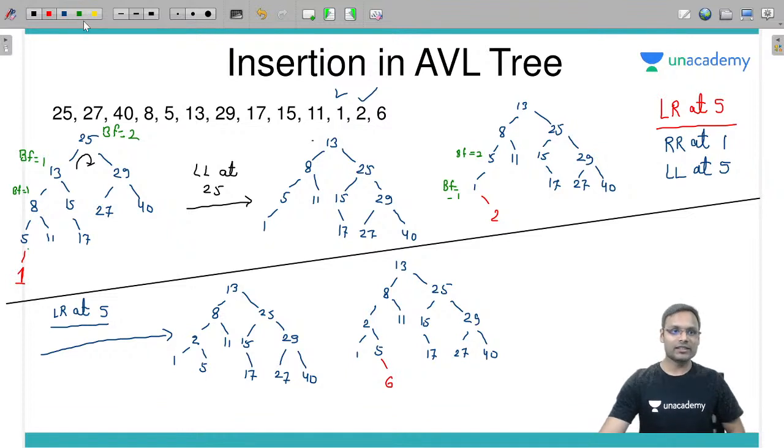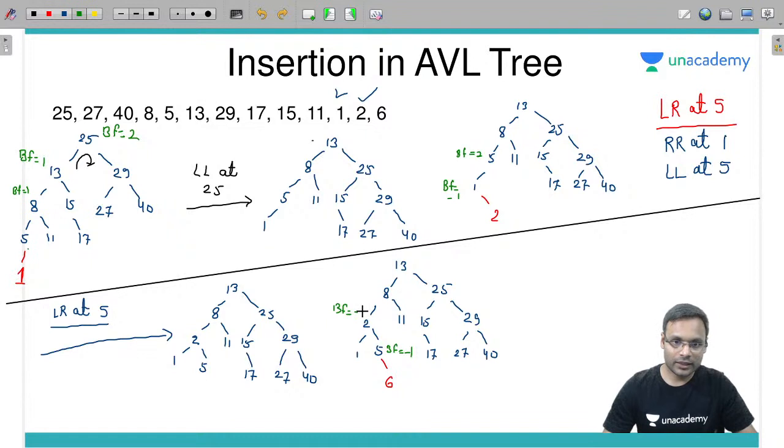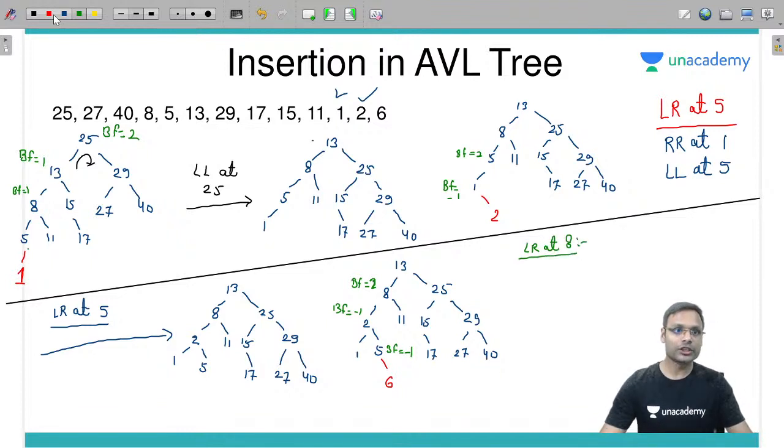If you are inserting 6 here, just check out where is the imbalance. Root or parent of 6. Balance factor here is -1. Parent of 5 now. Balance factor at 2 is 1 minus 0, minus 1. No problem at all. Then balance factor at 8. What is the balance factor at 8? 1, 2, 3 minus 1, 2. Oh, problem at 8? Yes, problem at 8. If problem at 8, what kind of? LR. LR at 8.